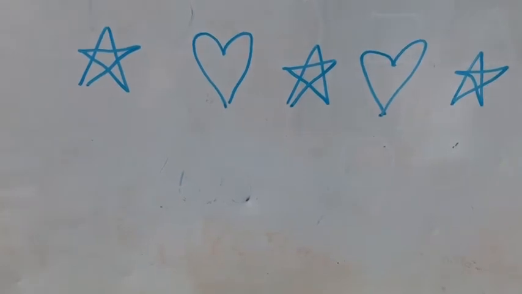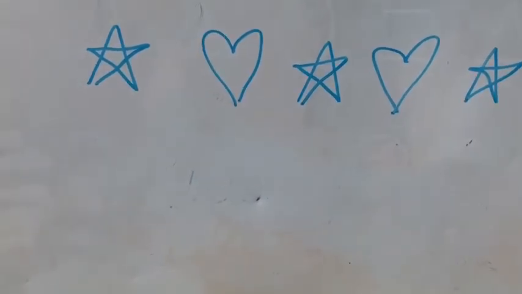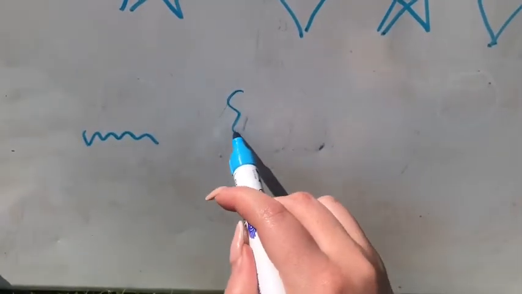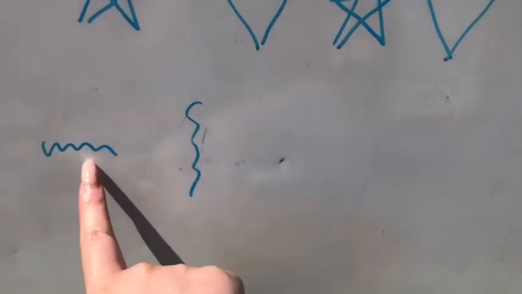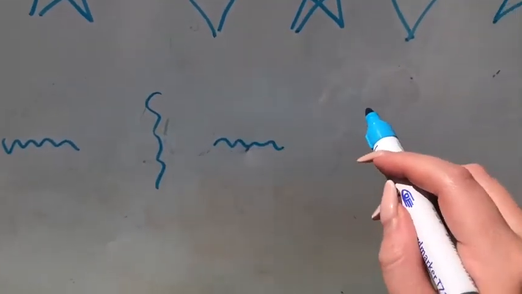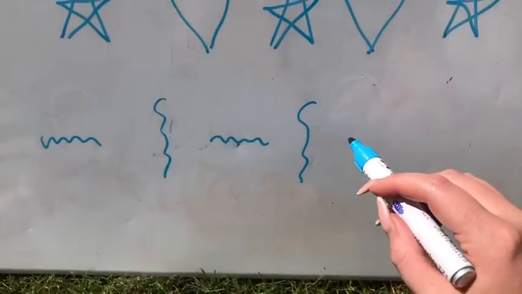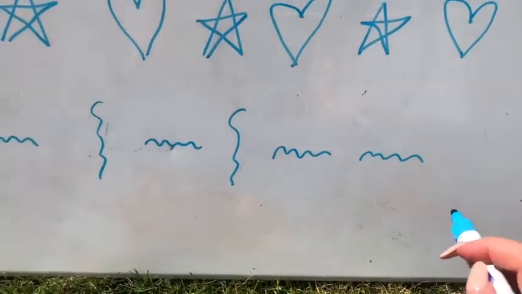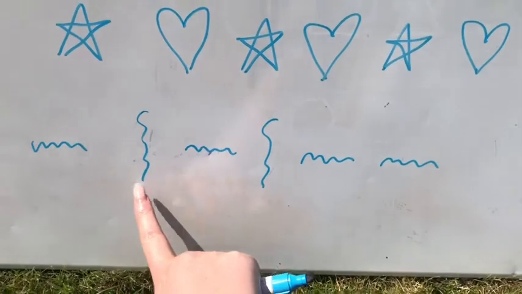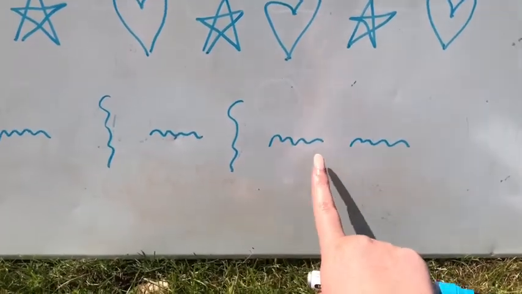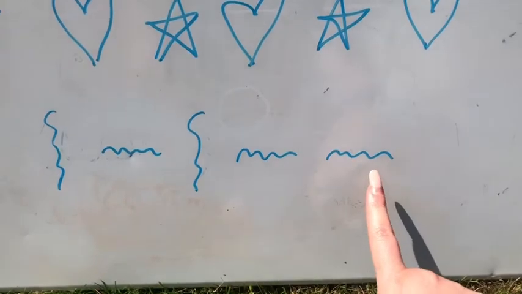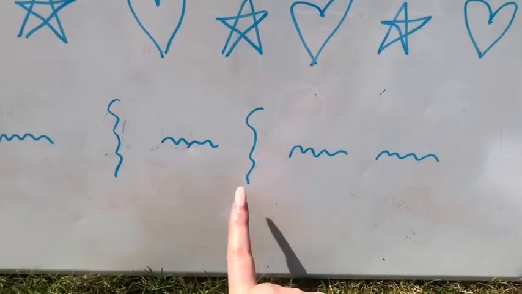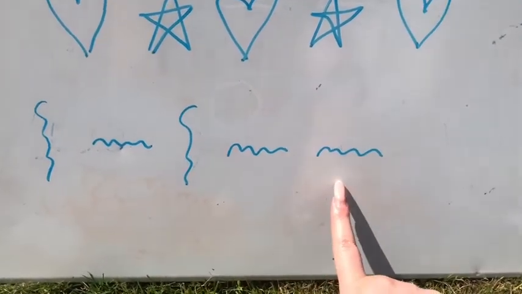Now I'm going to show you one. Ready? So if I'm going to do a squiggly line and then a squiggly line. So I do one across and one down. One across, one down. You watch me. Is that right? One across, one down. One across, one down. One across. Oh, what have I done? Now I've done one across, one down. A, B. One across, one down. A, B. One across, one across.